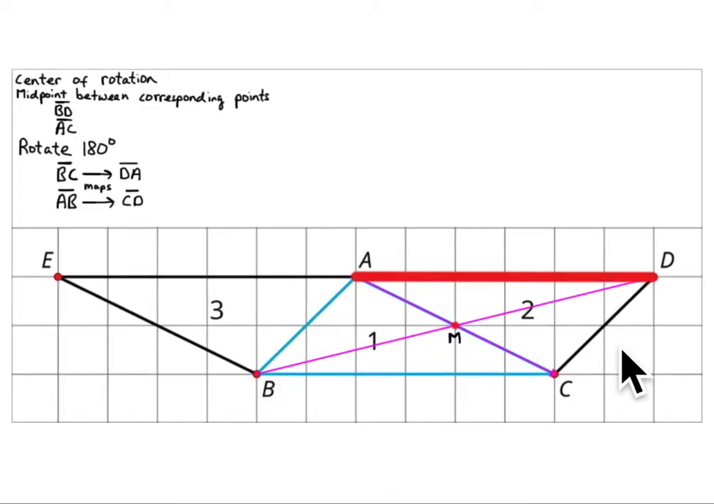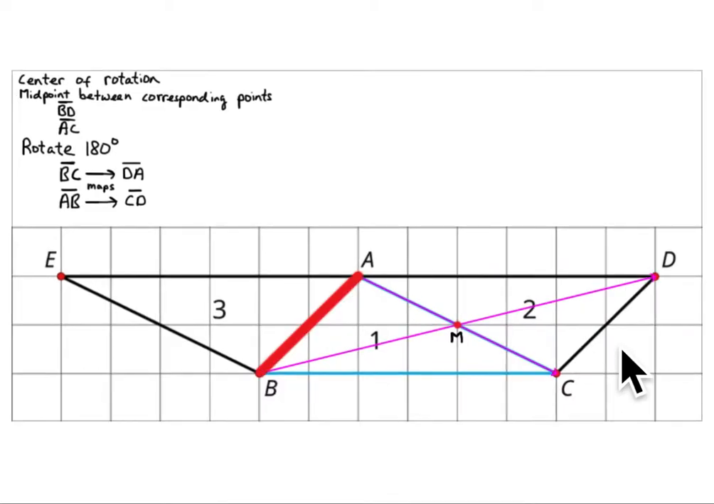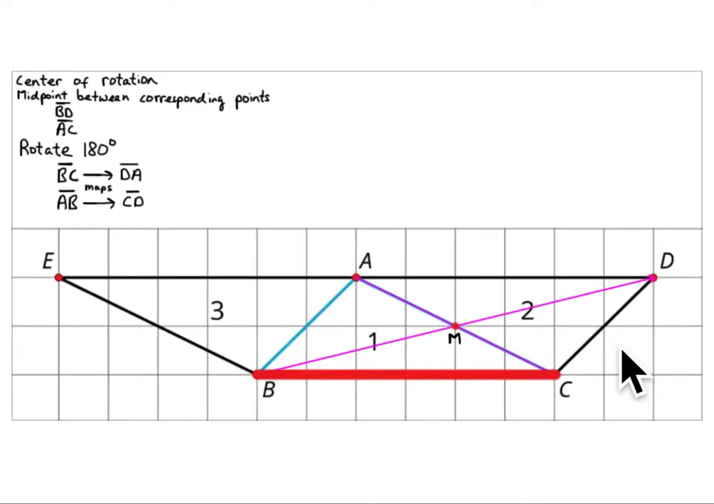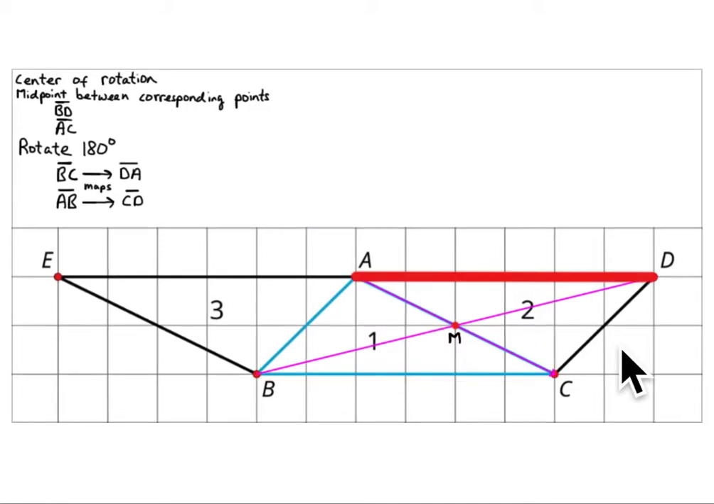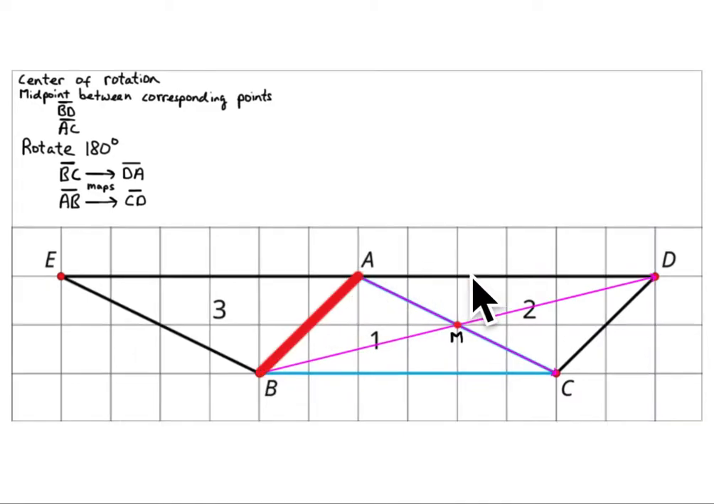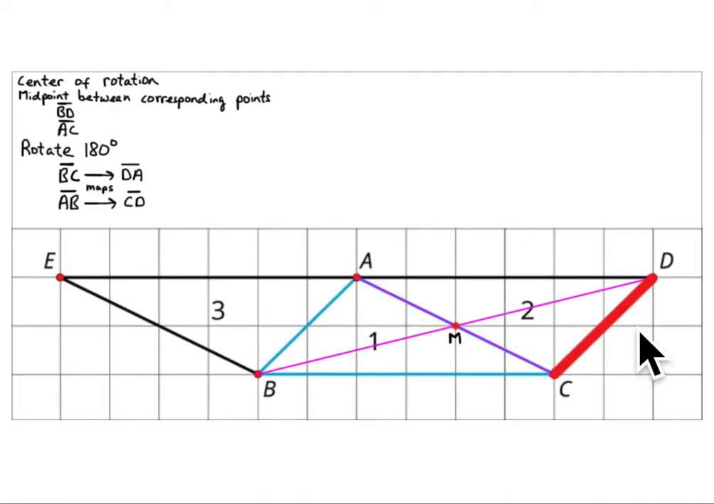I skipped one, sorry. So BC goes to AD. So this swings around this point and ends up right here. And AB maps to CD. So again, it swings around and ends up right here.